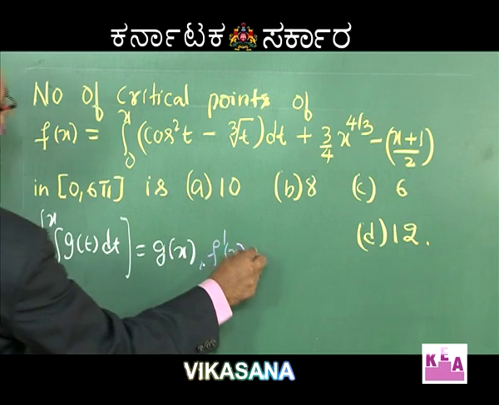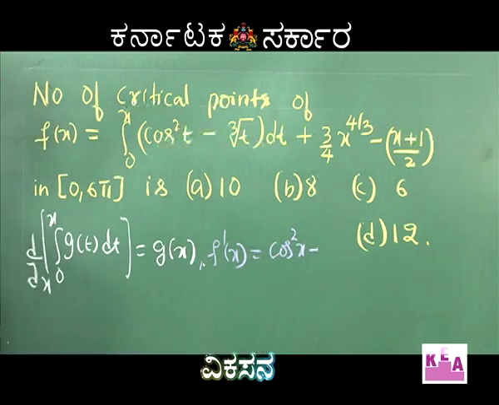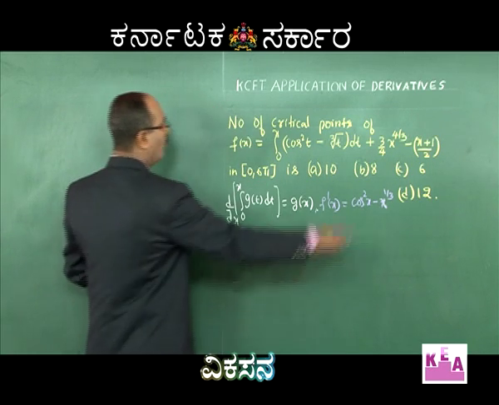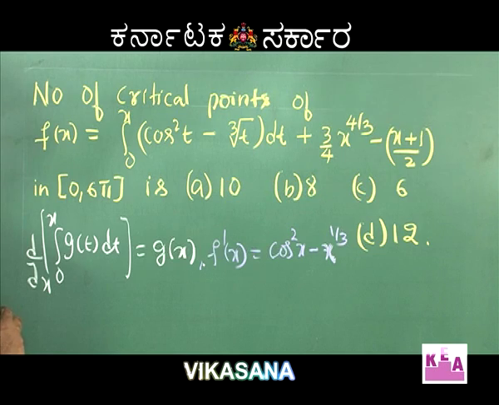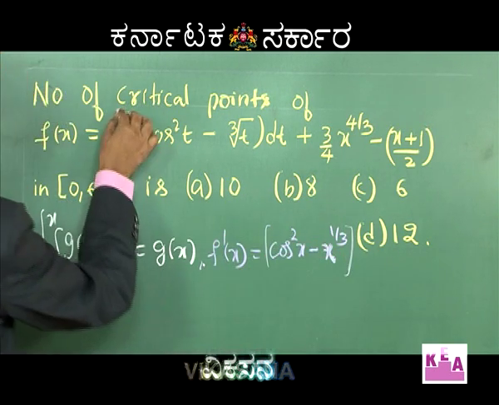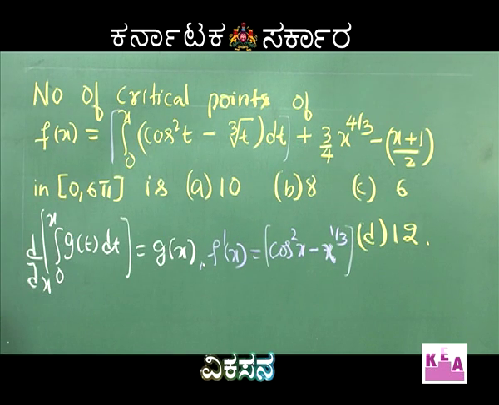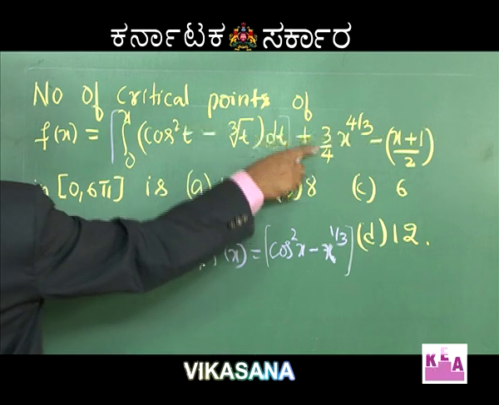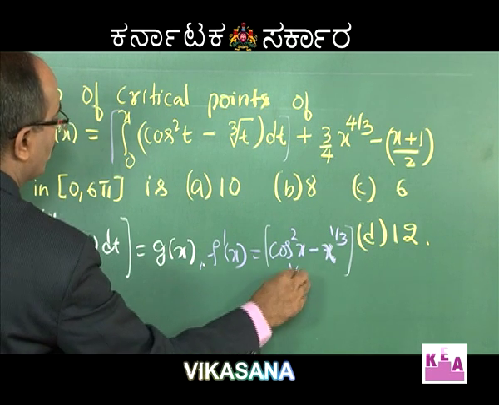if I differentiate this, I will get cos square x minus x power 1 by 3. What is differentiation of 3 by 4 times x power 4 by 3? Dear students, don't get confused. This bracket is obtained from this. Again, I am continuing the differentiation with respect to x. So now, what is 3 by 4 times x power 4 by 3? That is nothing but equal to x power 1 by 3.